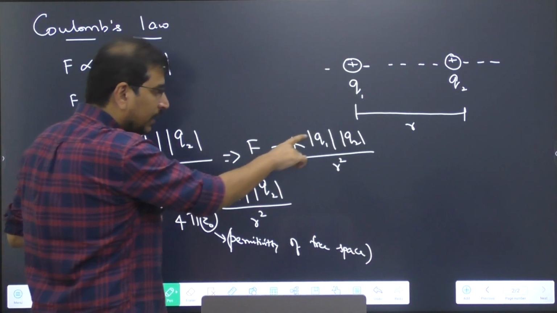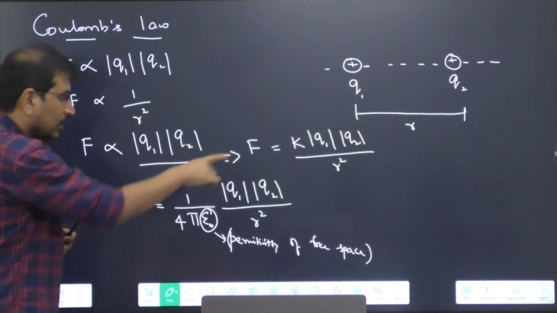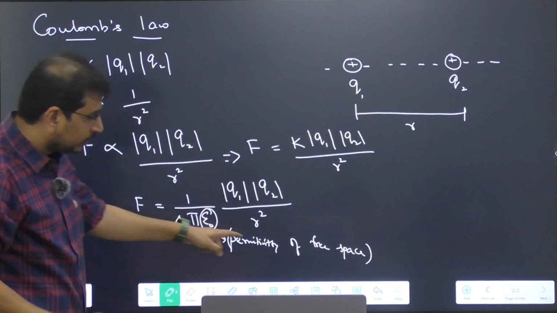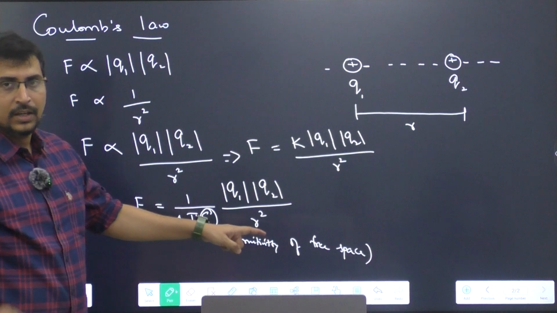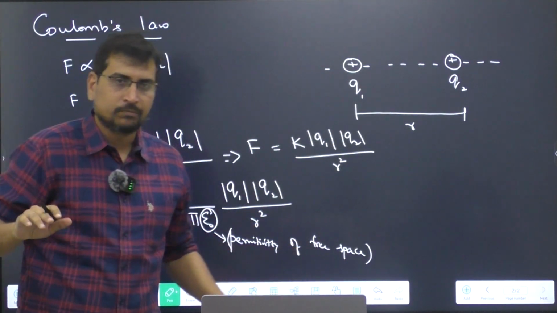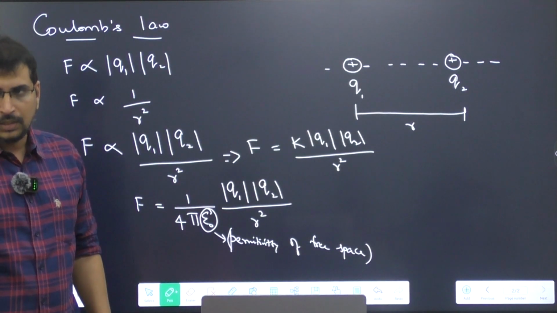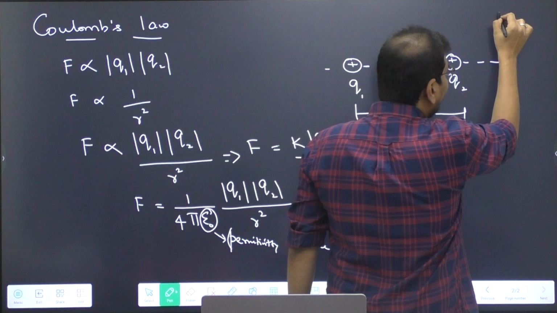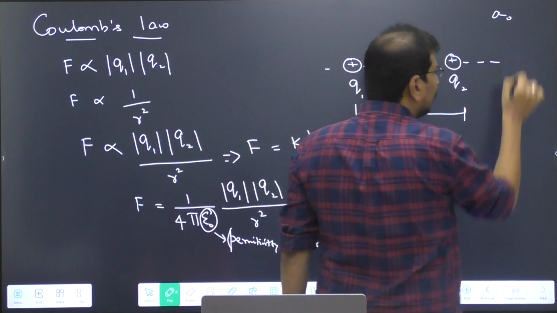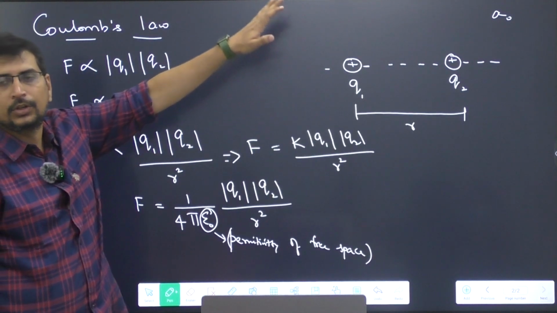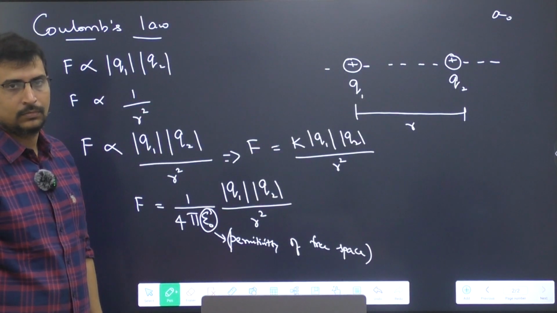F is equal to K times Q1 into Q2 divided by R square. The K is replaced with 1 by 4 pi epsilon naught. And this epsilon naught is called the permittivity of free space. If you don't put that circle at the bottom, it will be the permittivity of some other medium. So in physics, one of the notations is that for any constant, if you put a circle at the bottom, especially in your 12th standard, that is something related to free space.